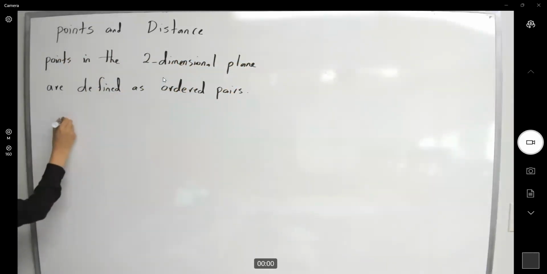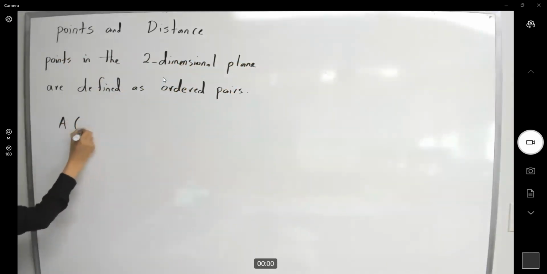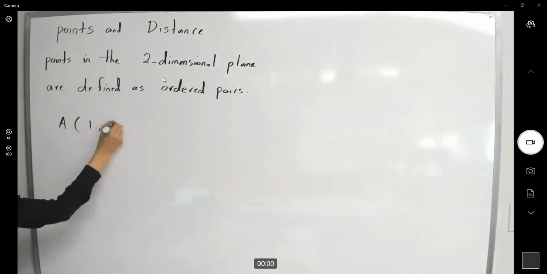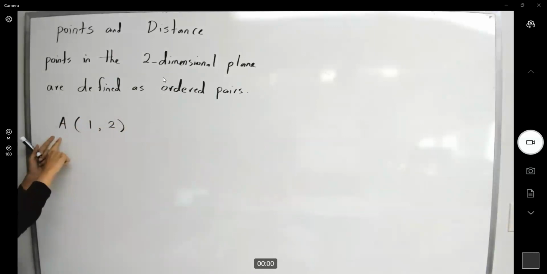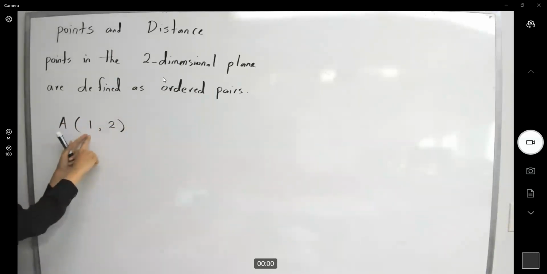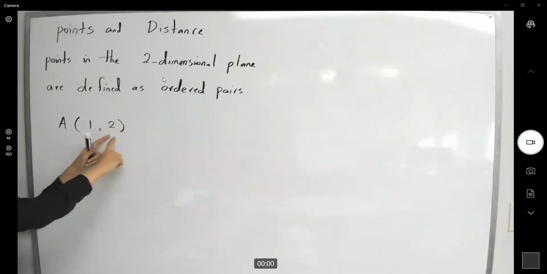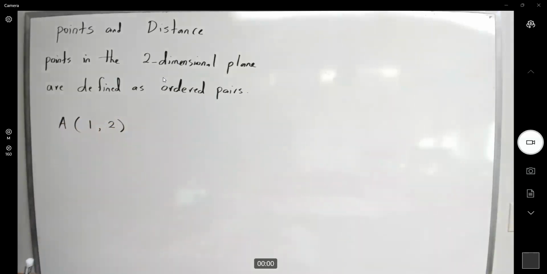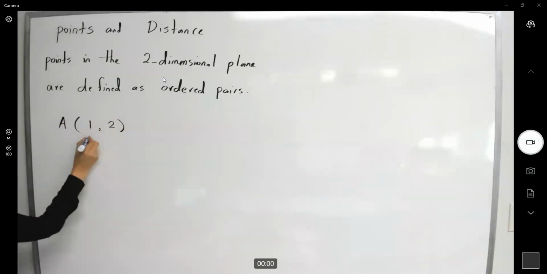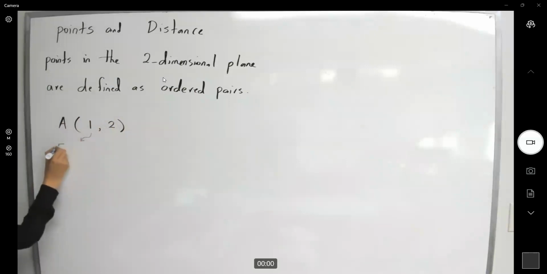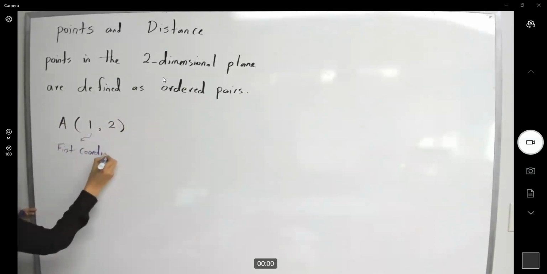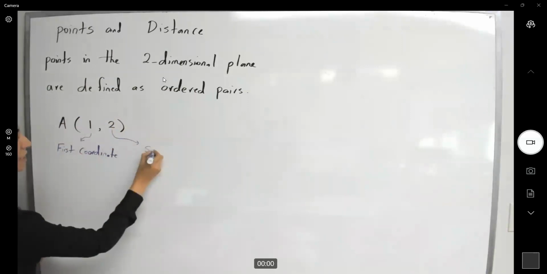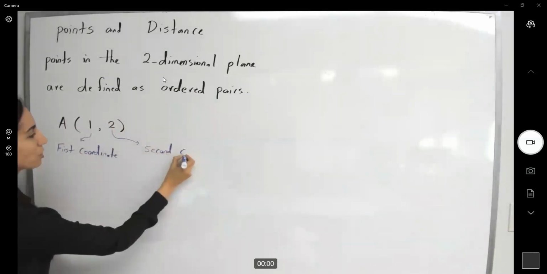The very first point, A, is denoted by, for example, (1, 2). We say that point A has first coordinate 1 and second coordinate 2. So these are called the coordinates. First coordinate, and this guy 2 is the second coordinate.